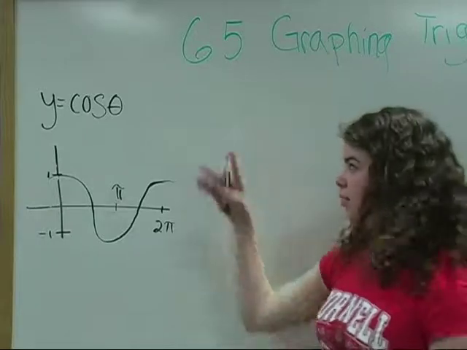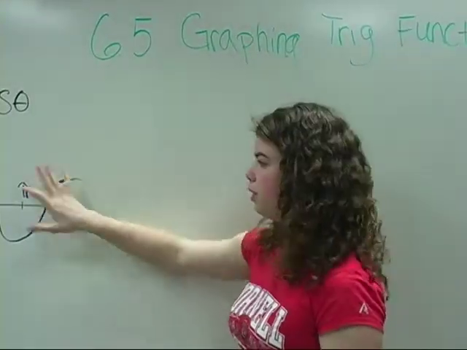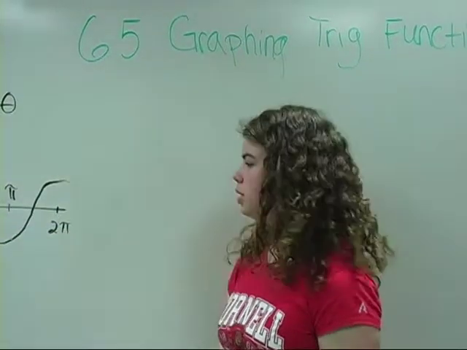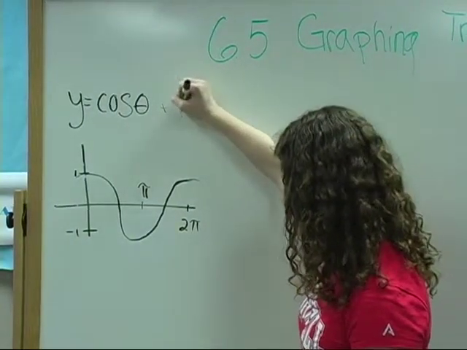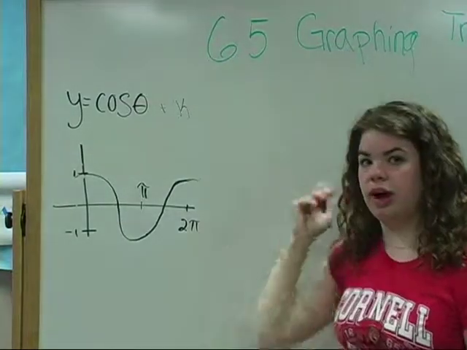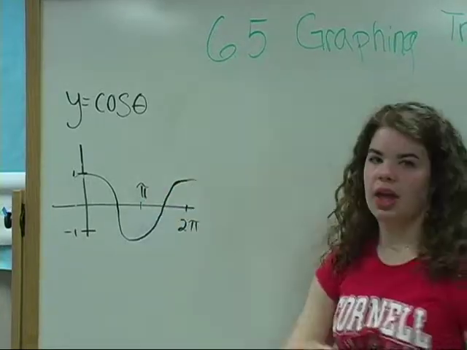So now that we've seen the basic model for a cosine graph, we can also move this graph up or down. If we added something to the end of this equation, then the graph would move up or down accordingly. However, we're not going to do that right now.